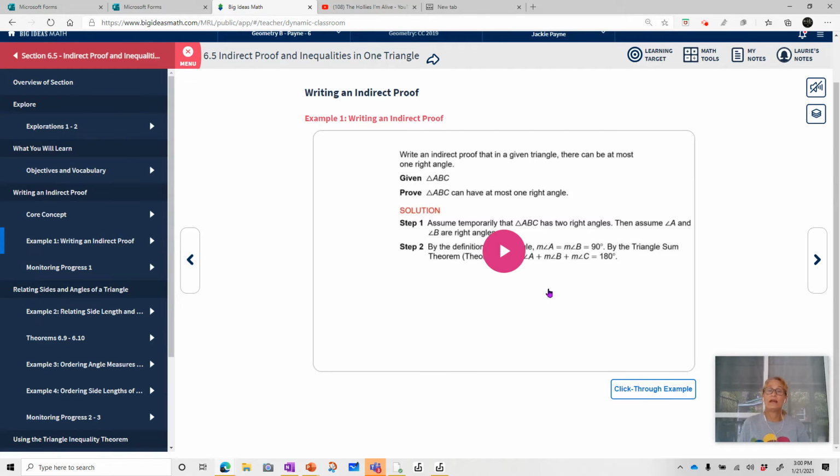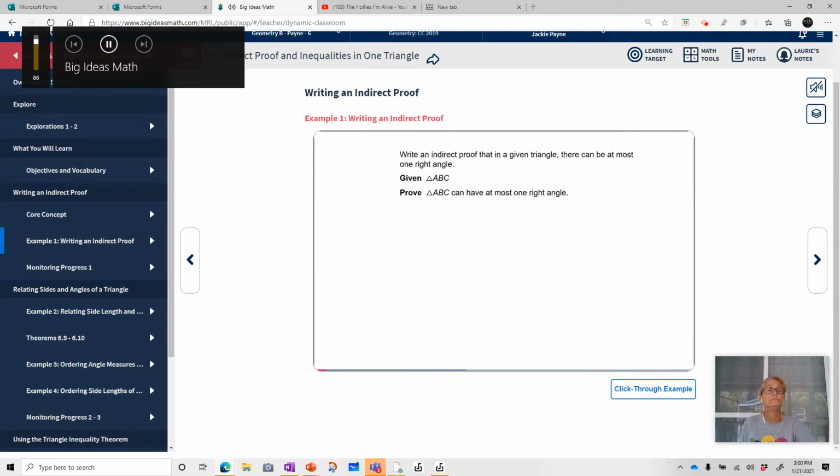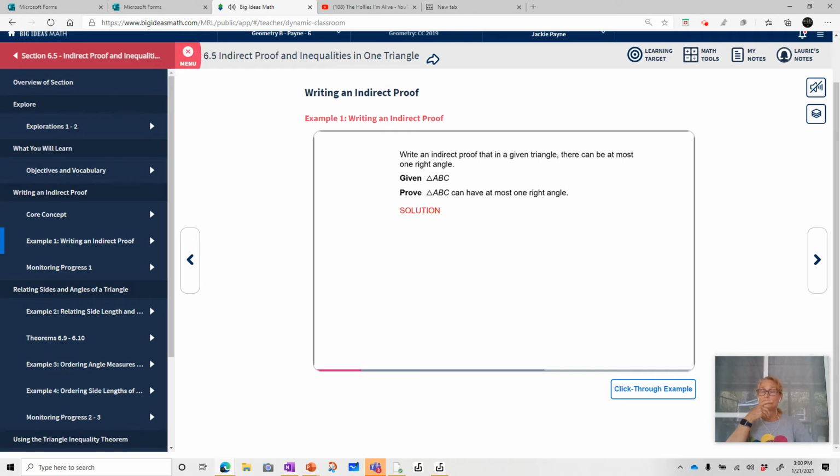Here's an example of writing it out. Write an indirect proof that in a given triangle, there can be at most one right angle. Given triangle ABC, prove triangle ABC can have at most one right angle. Solution. Step 1. Identify the statement you want to prove. Assume temporarily that this statement is false by assuming that its opposite is true. So assume temporarily that triangle ABC has two right angles. Then assume angle A and angle B are right angles.